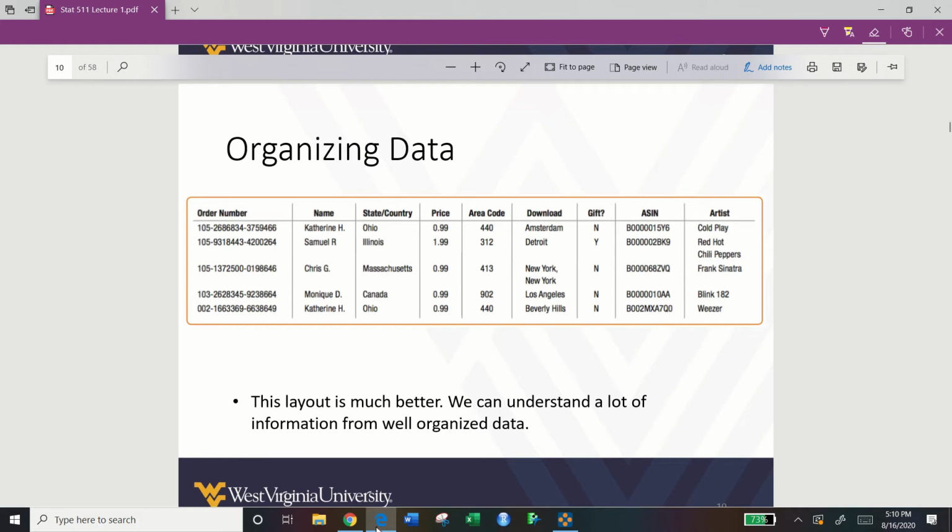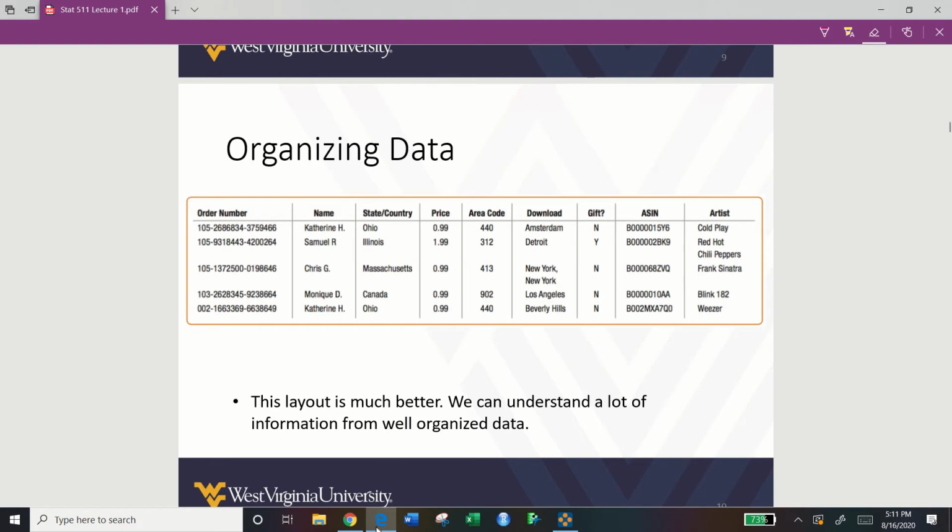Say, for example, we have an individual named Catherine H. Her order number we have, she probably bought a song by Coldplay for 99 cents. She lives in Ohio in this area code. And she had the option of, was it a gift for somebody or not?